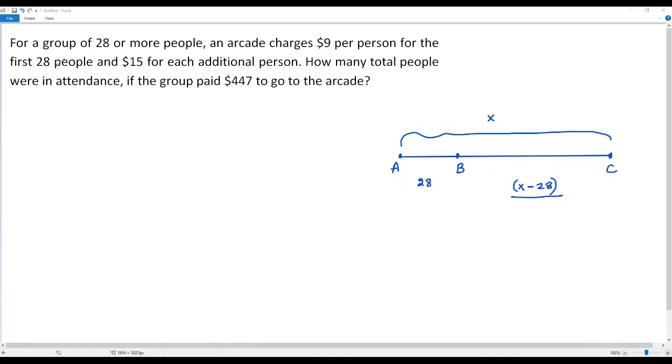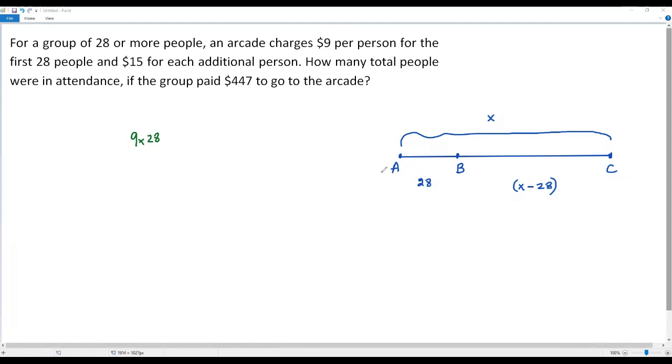Okay, for the first 28 people, they charge $9 per person. Then what is the total money charged for 28 people? Now we have to multiply the charge per person, that is $9, by the number of people, 28. Then we get 9 times 28. So this represents the total money charged for the first 28 people.